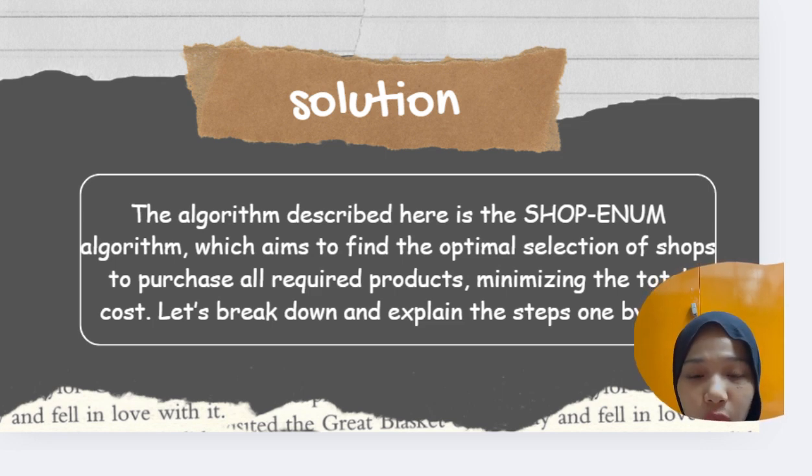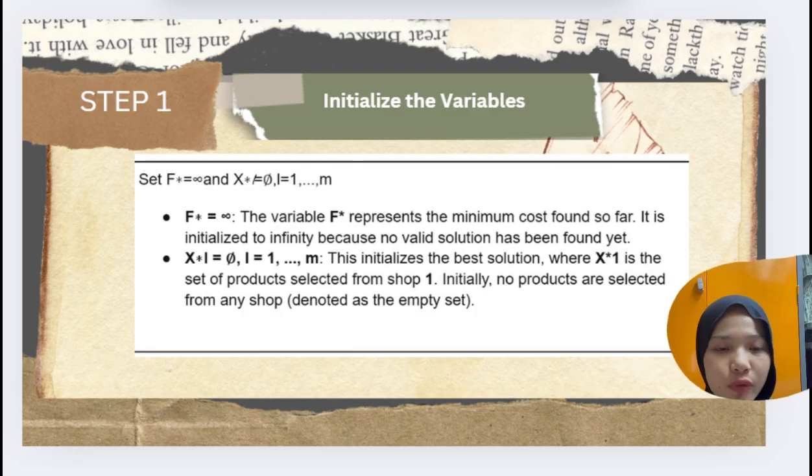So here we have one objective, or one example. The algorithm described here is the shop selection algorithm, which aims to define the optimal selection of shops to purchase required products, minimizing the total cost. Let's break down and explain the steps one by one. Move to step 1, which is to initialize the variables.